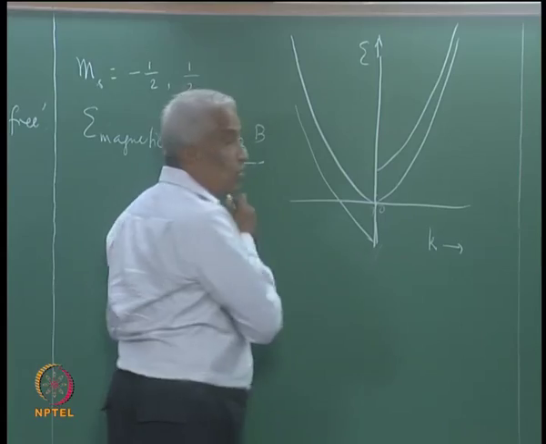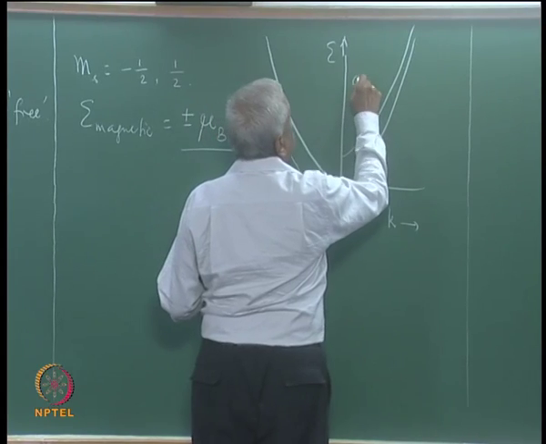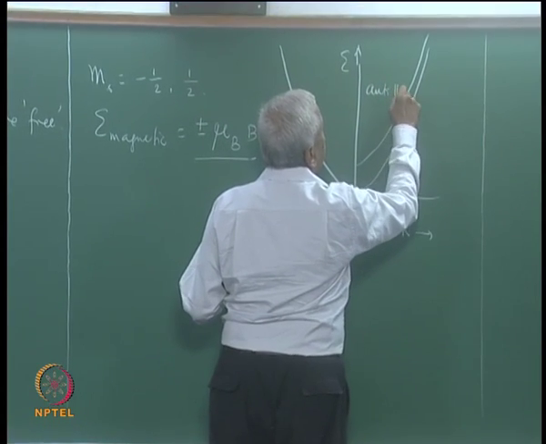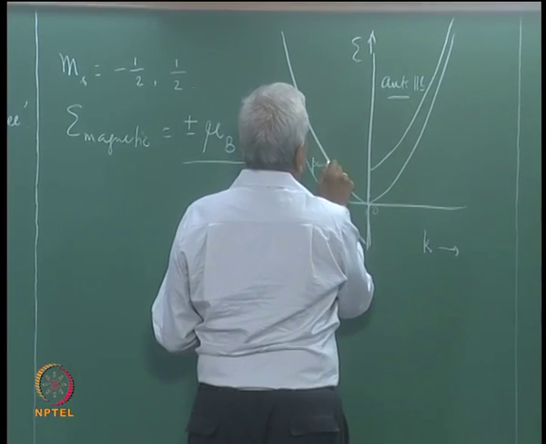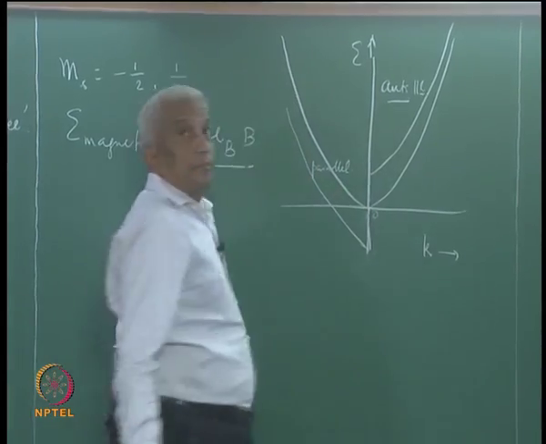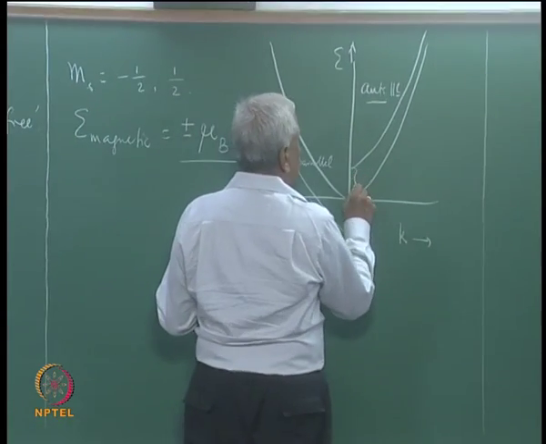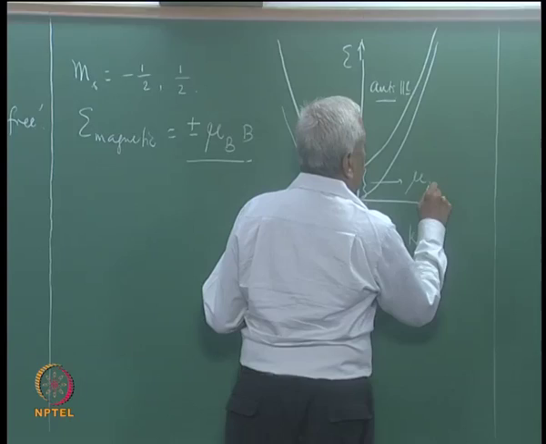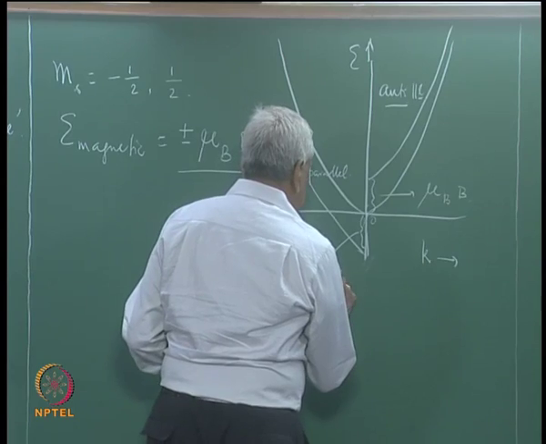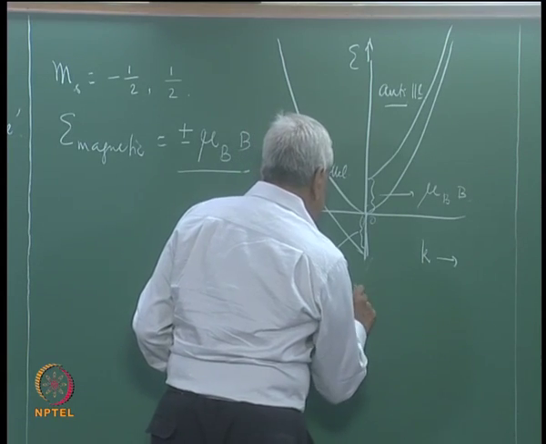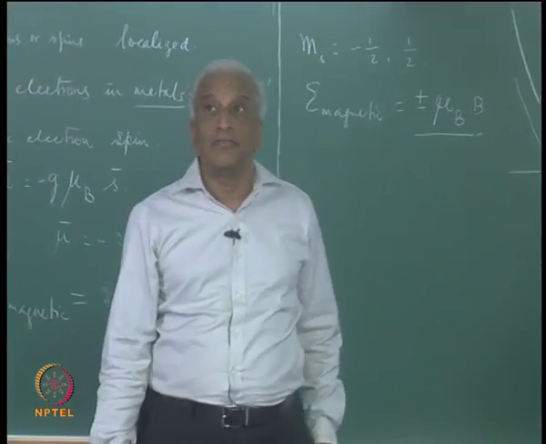So, these will be the new configurations corresponding to parallel and anti-parallel. These are anti-parallel spins, and these are parallel spins. This is the sub band corresponding to parallel spins. So, that would be the situation, and the amount by which this change takes place is what we wrote as mu_B B. So, this is the same as mu_B B here. So, this is the situation in an external magnetic field.